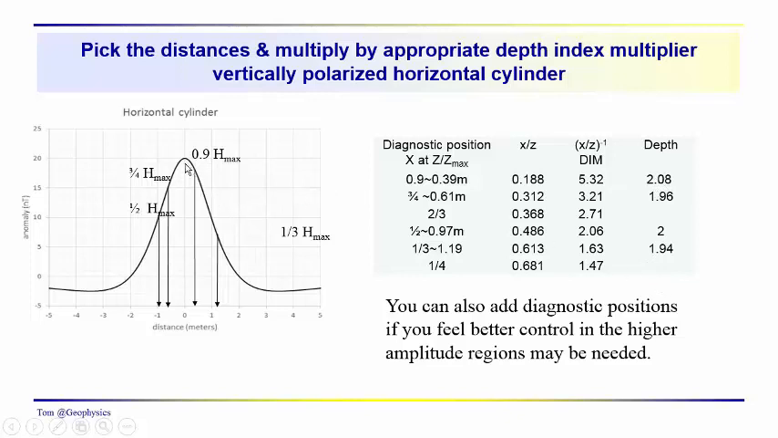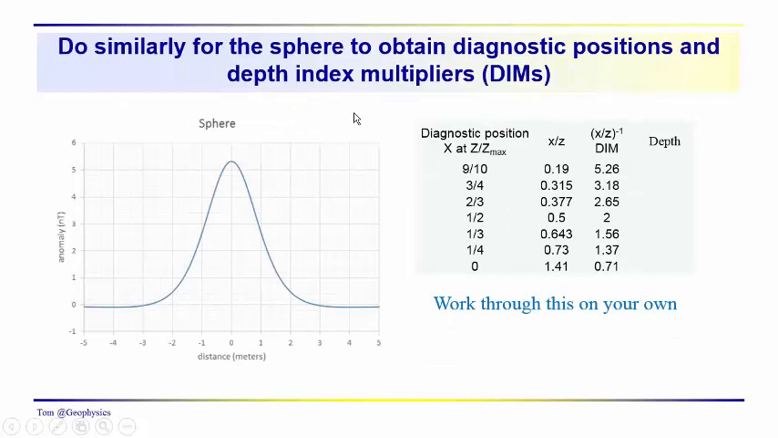Even when you have a pure signal like this, you'll come up with some variability, as I did here. Now imagine that you're working with real data, then this noise can be more significant and more of an obstacle, so you'll want to use more of a statistical average in order to estimate z. So for the sphere, we do the same sort of thing. I added the 9/10 diagnostic position in here, 3/4, 2/3. We figured out what the values of x over z, what the depth index multiplier should be. And then we just have to mark off those positions, and I'd leave this for you to do. What is the depth to the center of the sphere producing this 5.4 nanotesla anomaly?